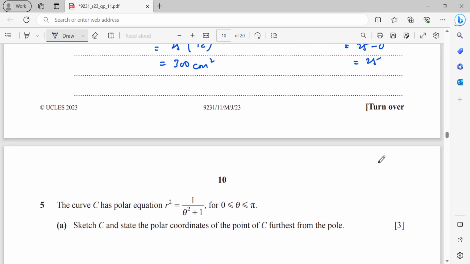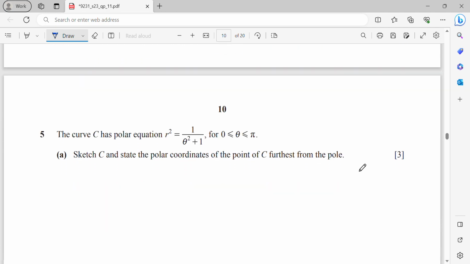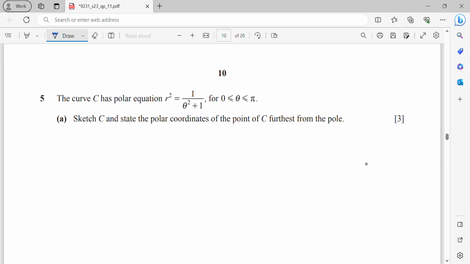Alright. Now, the next question is number 5. The curve C has polar equation r squared equals 1 over theta squared plus 1, for theta defined from 0 to pi, inclusive. Part A: sketch C. Then state the polar coordinates of the point of C furthest from the pole.